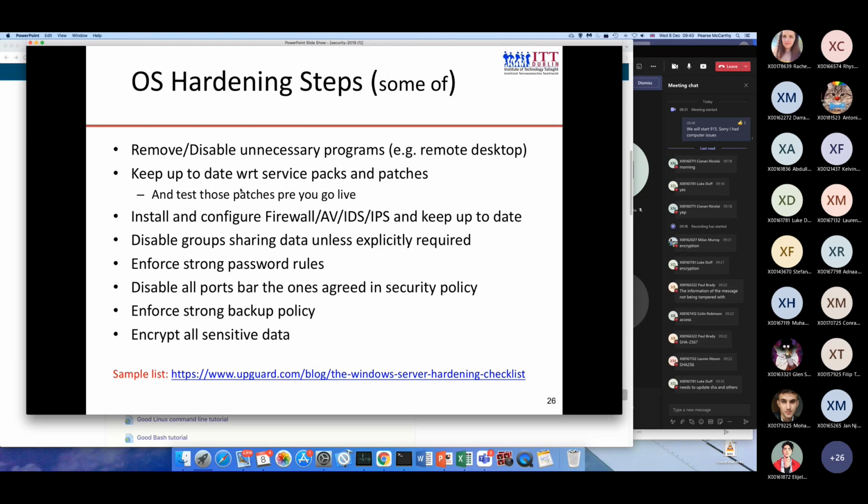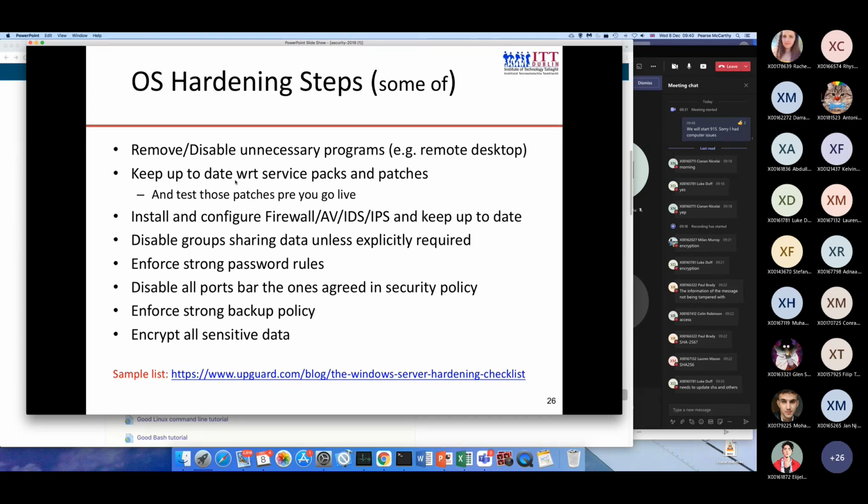As I say, you'll find many lists of how to harden an OS out there. There's a sample list here, I think. But essentially, this is typically what you would do. So in other words, you would get rid of every unnecessary program that you don't need. For instance, remote desktop is a famous one in Windows land that if you leave it on, it's very dangerous. Obviously, you keep up to date with service packs and patches. That's a lot easier now because that's all automated.